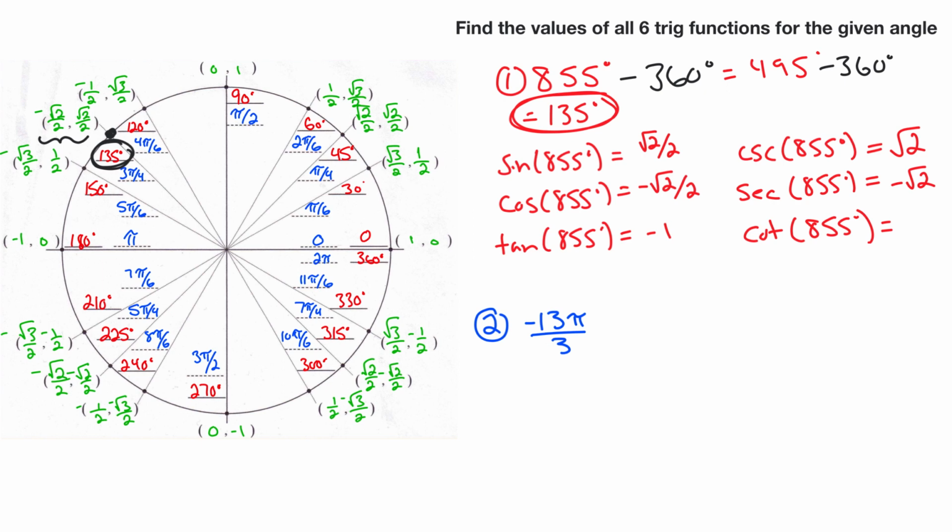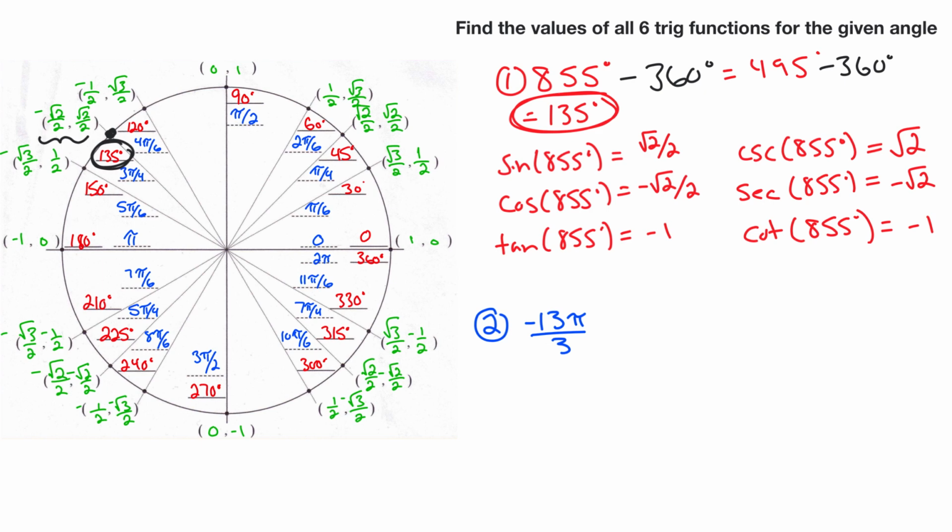Well, technically you do it 3 ways. Either you take the cosine value and divide it by the sine value, or you can get the reciprocal of tangent, or you can simply take the cosecant value and divide it by the secant value. All of them will produce the same answer, of -1. And those are the 6 trigonometric functions at the angle of 855 degrees, utilizing its coterminal angle of 135 degrees as a reference.